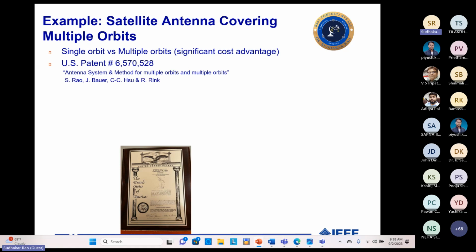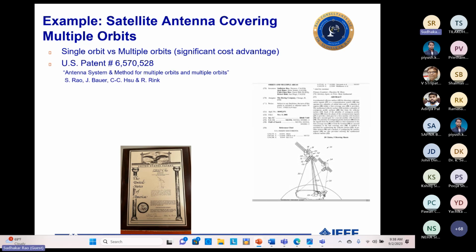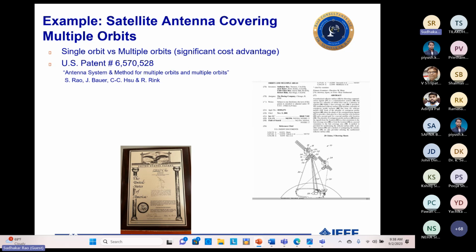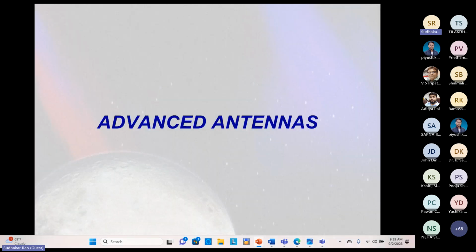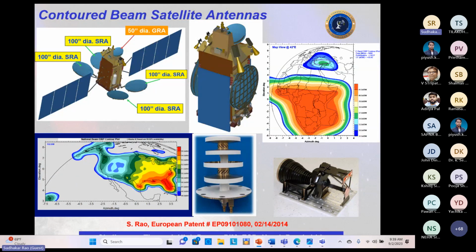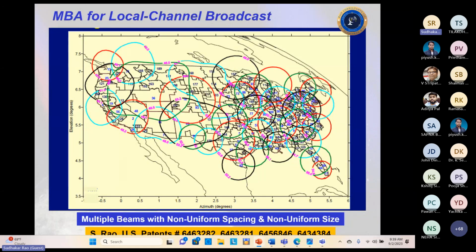So that's issued. And I think it has been used on maybe more than 20 satellites. Significant cost saving because one design covers all the orbital slots. It is used for fixed satellite service and broadcast satellite service. I'll show some examples of advanced hardware. I think we finished our talk, but you may have seen this. These are multiple spot beams to cover the local channel broadcast. So you can see each.